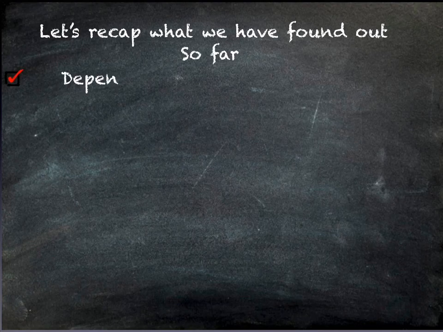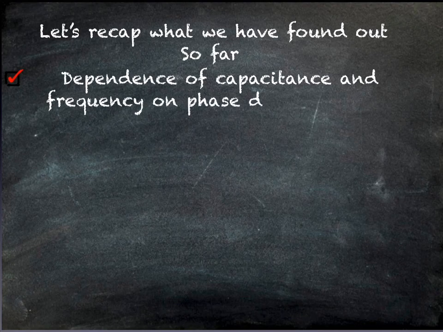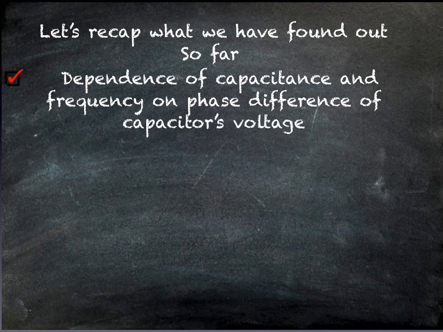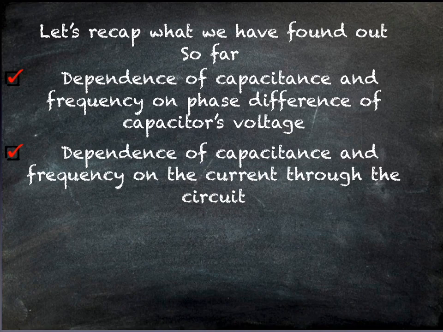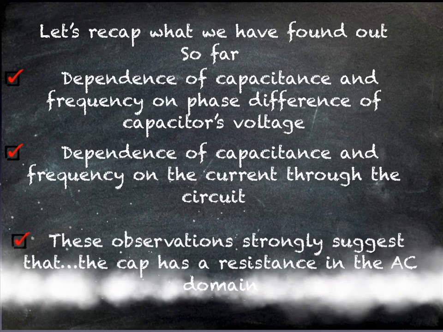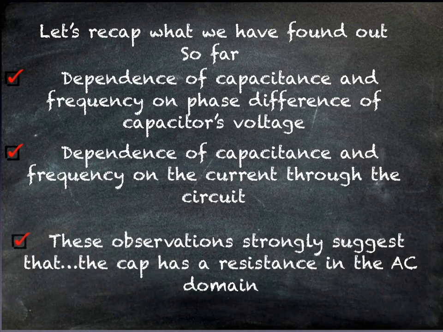Let's recap what we have found out so far. We have observed a dependence of capacitance and frequency on phase difference of the capacitor's voltage. Also, we observed a dependence of capacitance and frequency on the current through the circuit. These observations strongly suggest one thing, and only one thing: that the capacitor in an AC domain has a resistance.